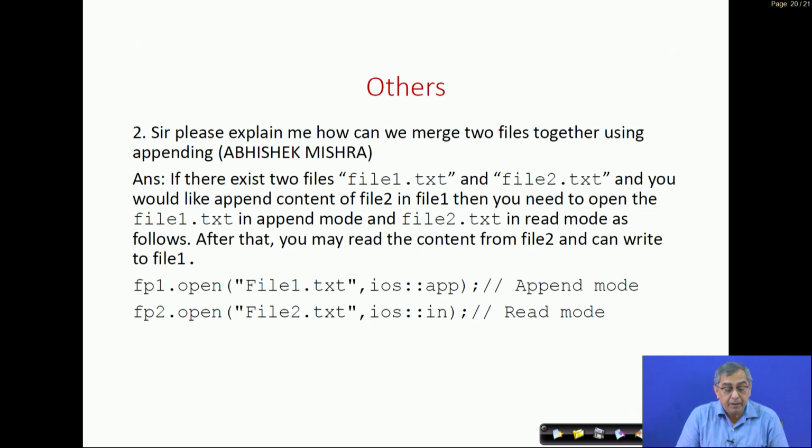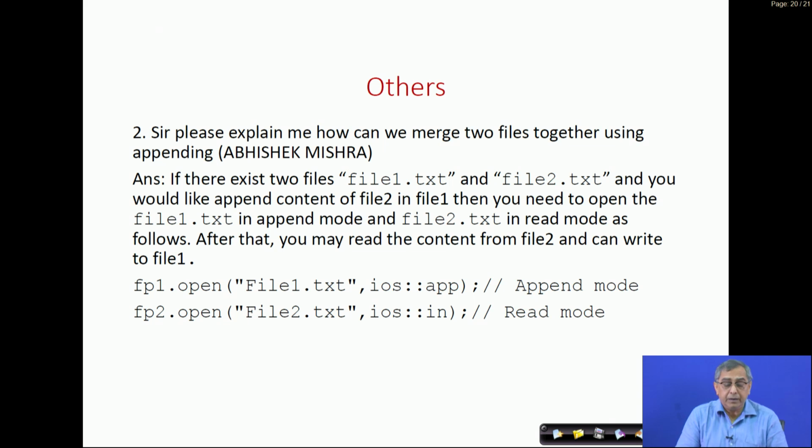Sir, please explain how we merge two files together using appending. Abhishek Mishra, this is simple. If there are two files, the solution is given here. When you actually open a file, FP is a file object. When you open a file, you can specify the mode in which you are opening.